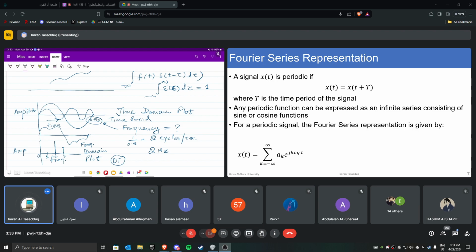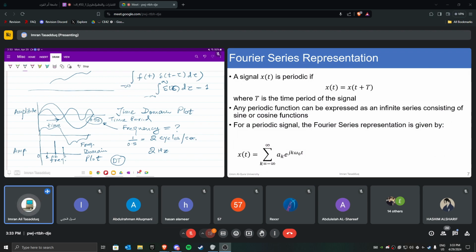Why is it the same thing? Because of Euler's identity. Yes, very good. Because of Euler, you can always convert exponential into sine and cosine, right? So that's why it's the same. So here we have a k e to the power j k omega naught t.